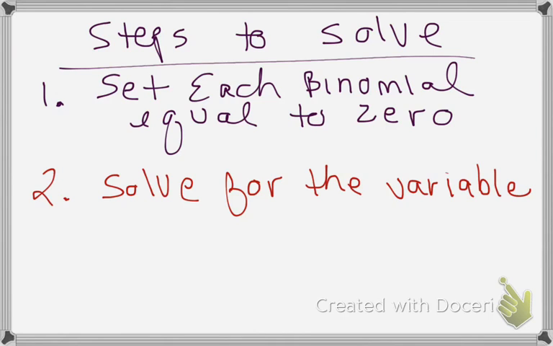So there's two steps. You set each binomial equal to 0, and then you solve for the variable. And again, you're finding the roots of where the quadratic would intersect with the x-axis. So all these are factors. You're still factoring to find different pieces of the graph. This is the zero product property.